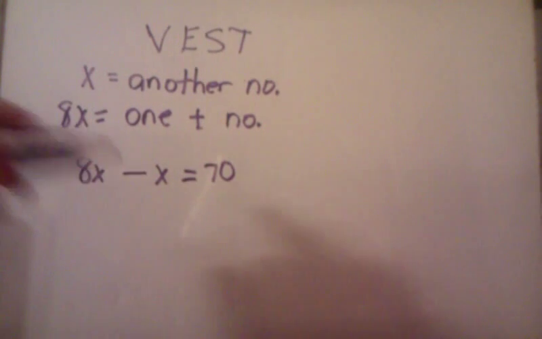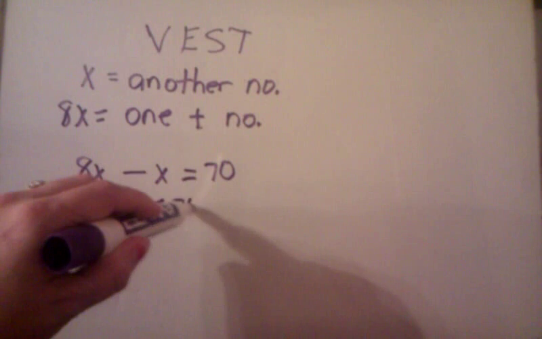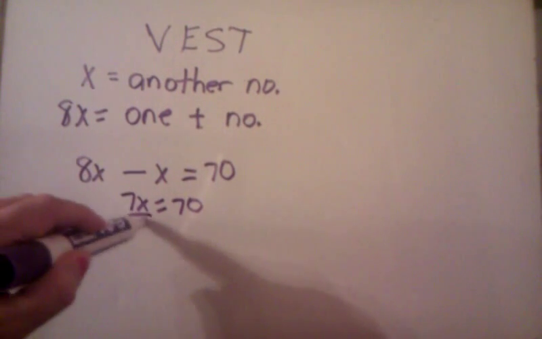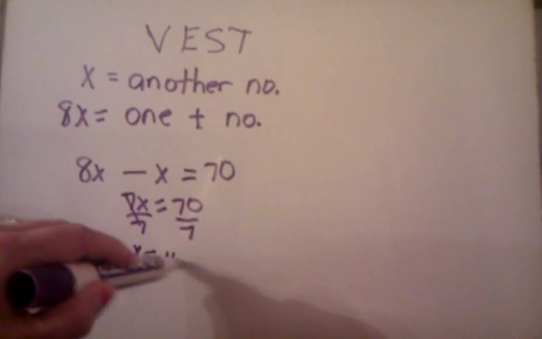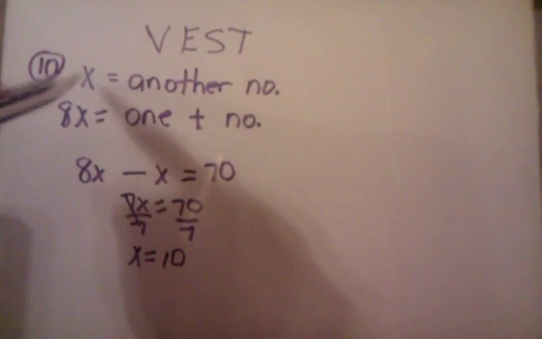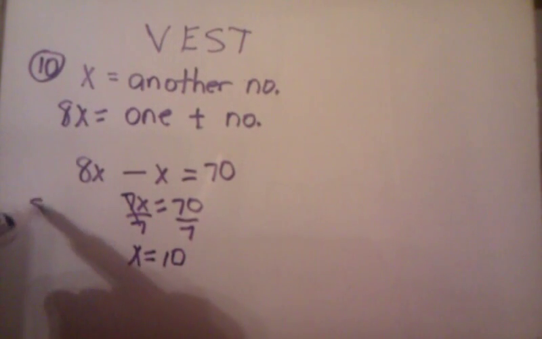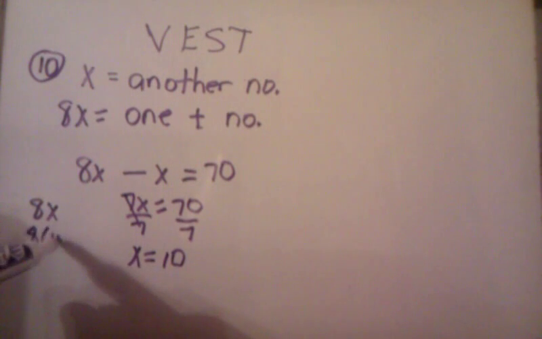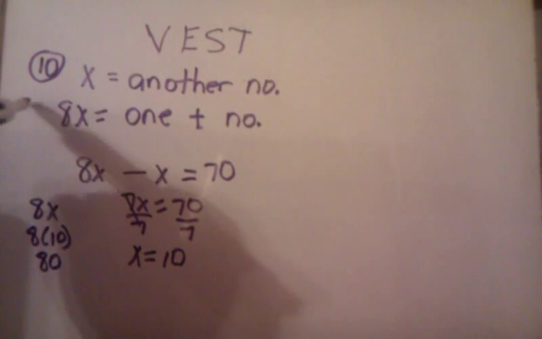Okay, now let's solve it. 8x minus x is 7x equals 70. We have to divide both sides by 7. X equals 10. Okay, x is 10, but remember, we have to find both variables. This says 8x, so 8 times 10 is 80. Did you remember to find both variables?